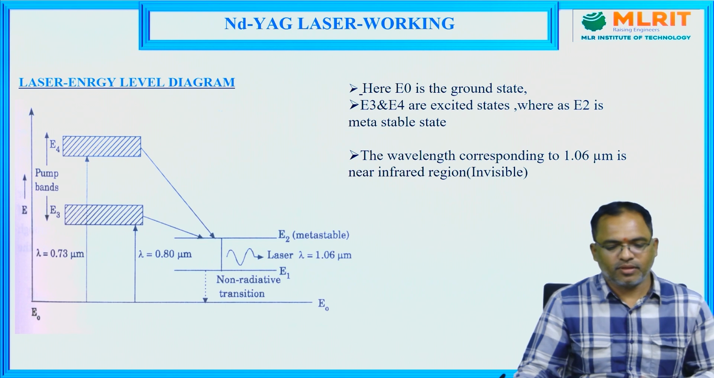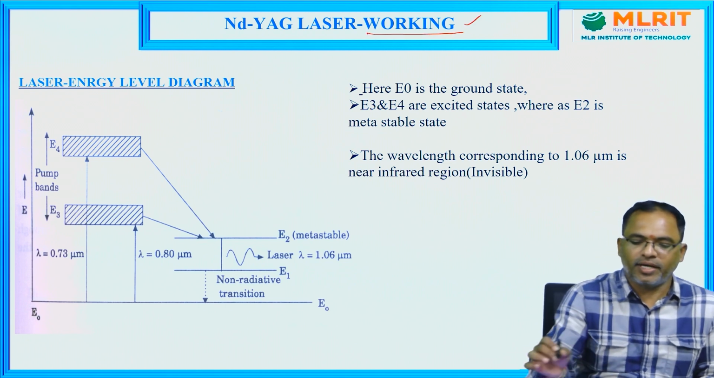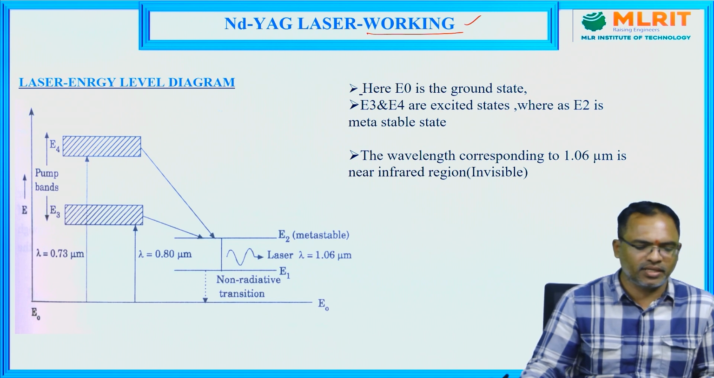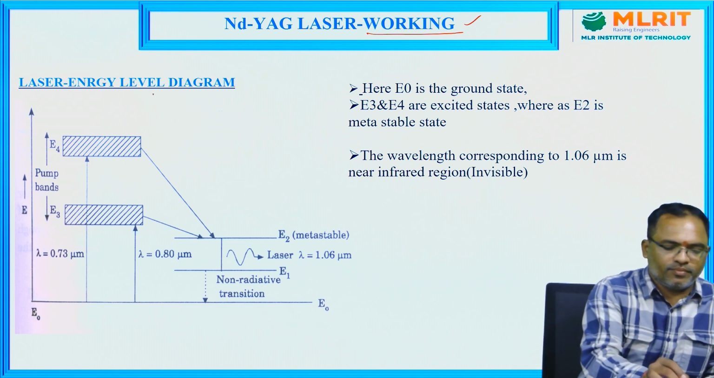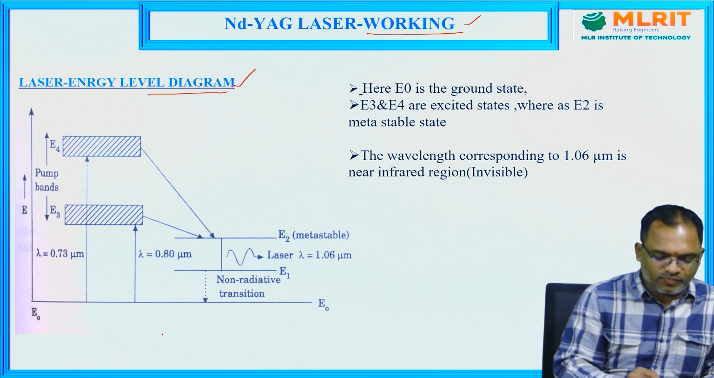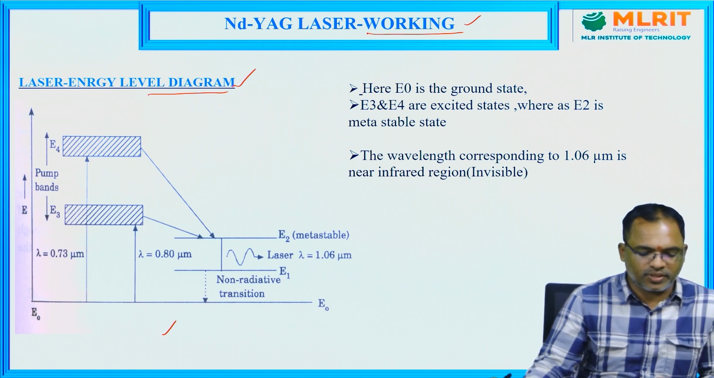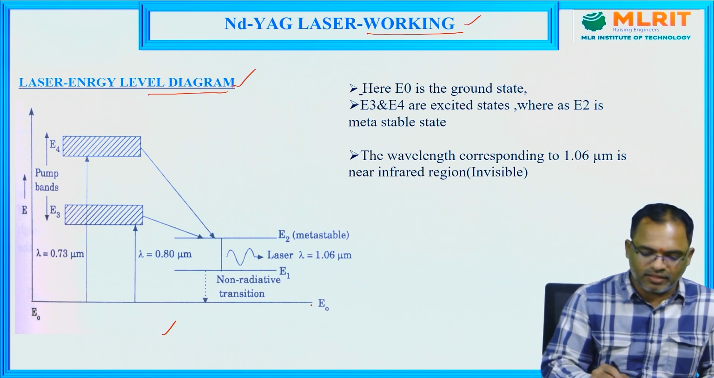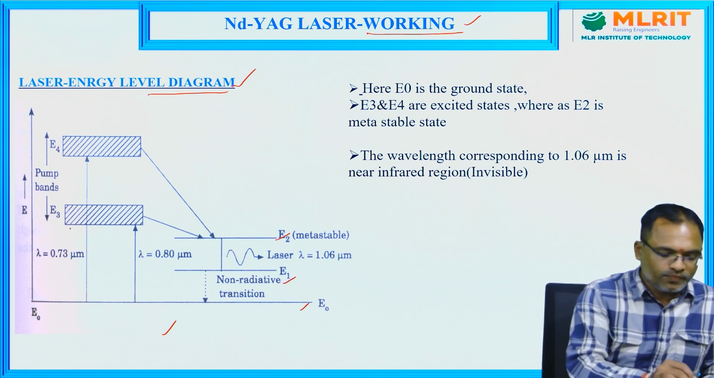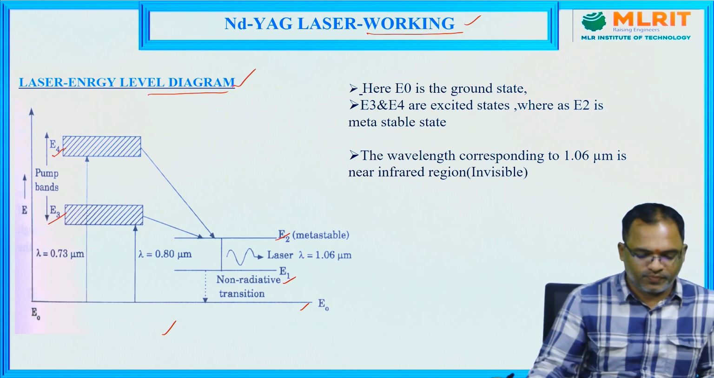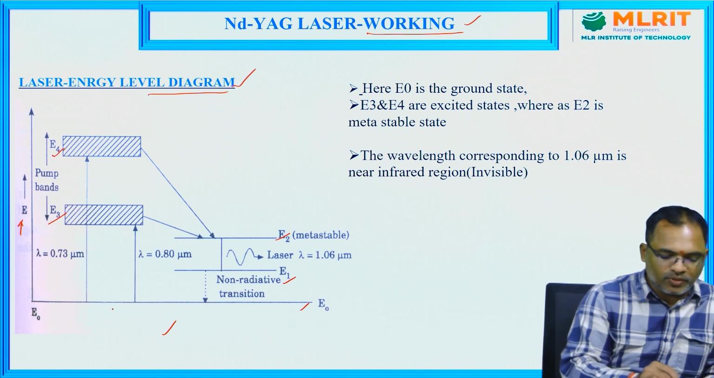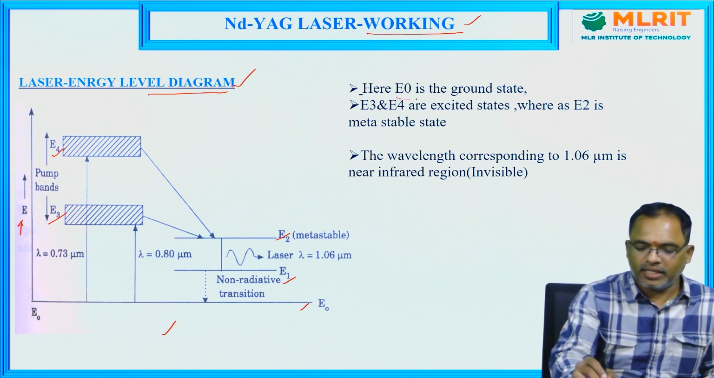Now, coming to the working. So, how will ND-YAG laser work? So, now we are going to discuss the working of ND-YAG laser in terms of energy level diagram. So this is the energy level diagram through which we are going to discuss the working. So here it is having different energy levels like E0, E1, E2, E3, E4. So generally energy is taken on y-axis here, and population is taken on x-axis, and E0 here is called the ground state.